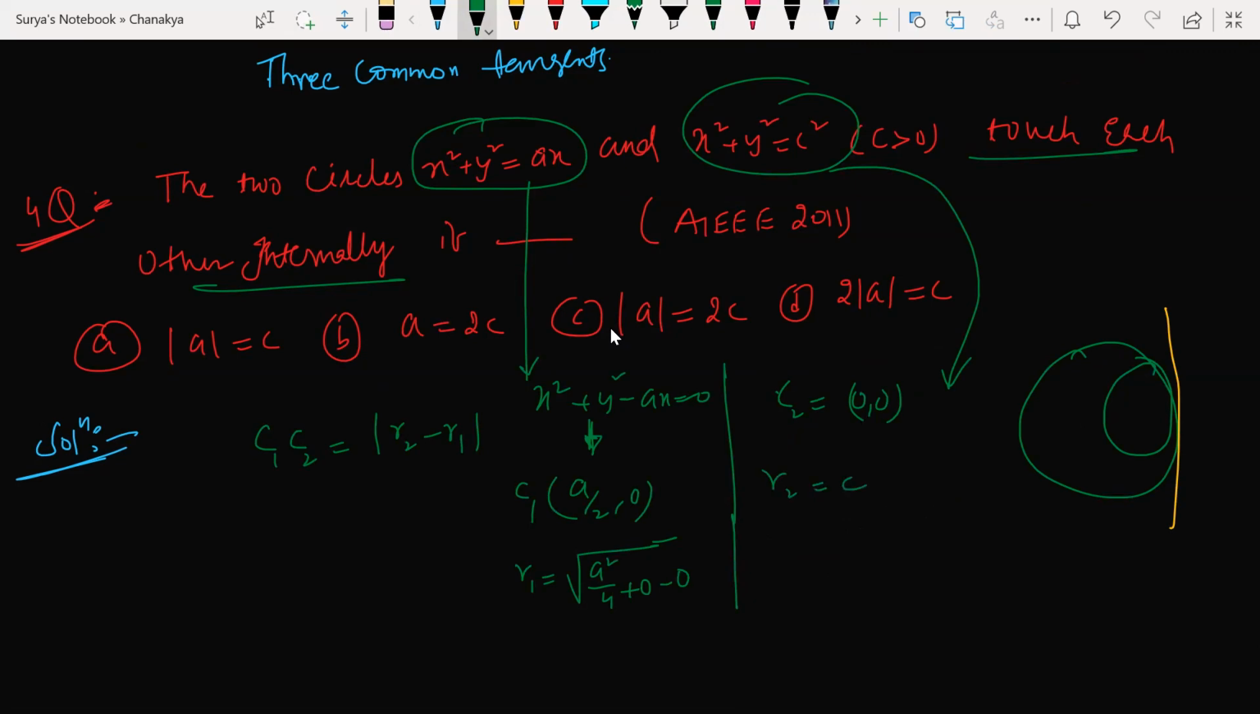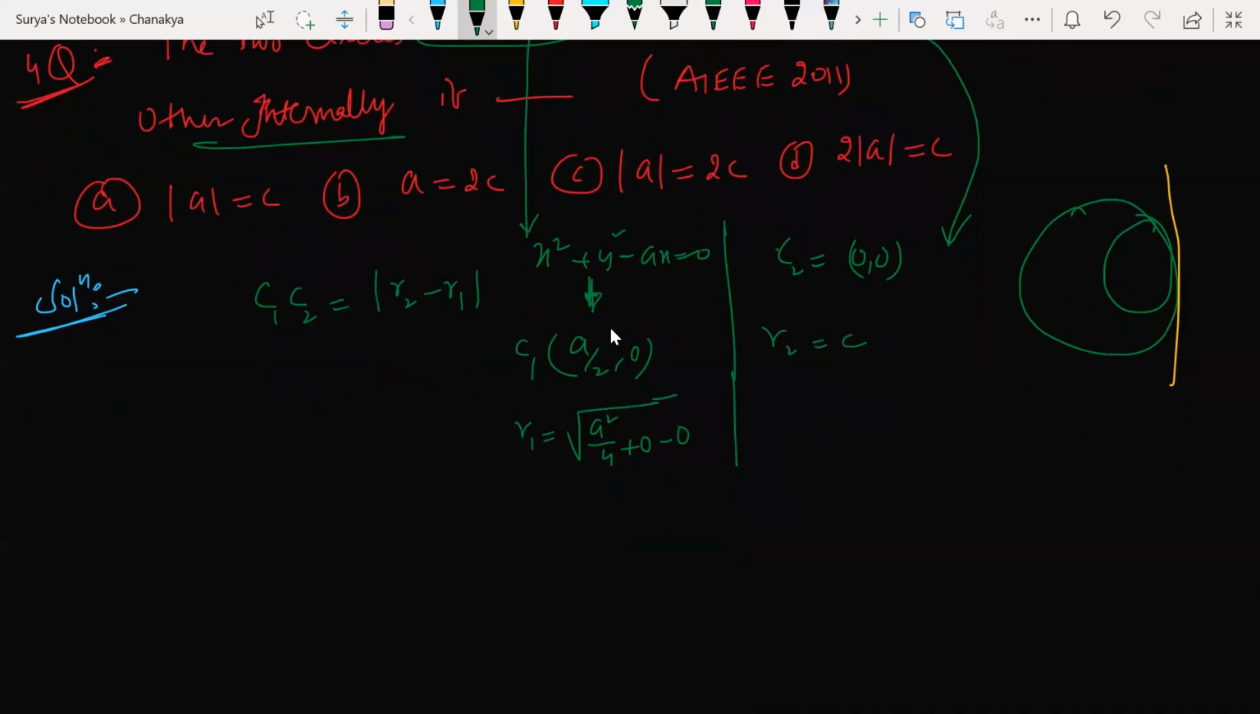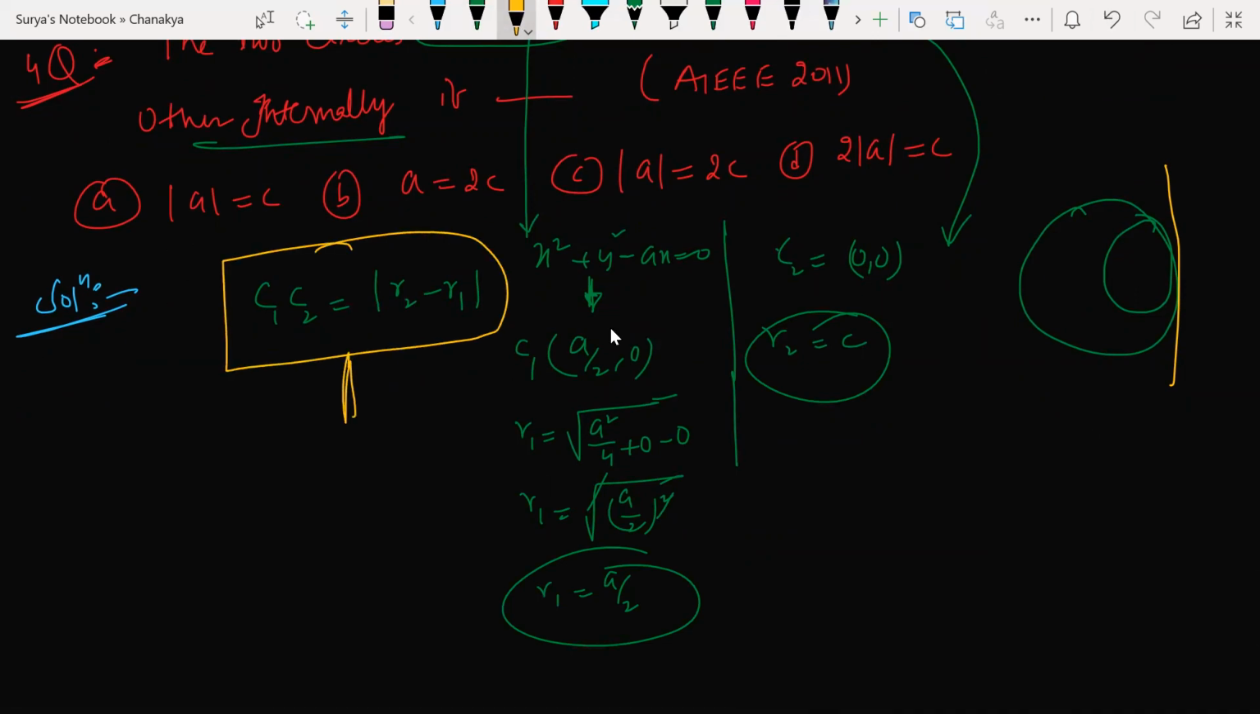All right. Guys, are you able to follow the class or not? Tell me. Yes, sir. R1 is equal to the square root of a by 2 whole square. This will get cancelled. R1 is equal to a by 2. So for C2, R2 is C. This is the condition which I got now. This is the condition which we have. Now look at this. What do you have to do here?